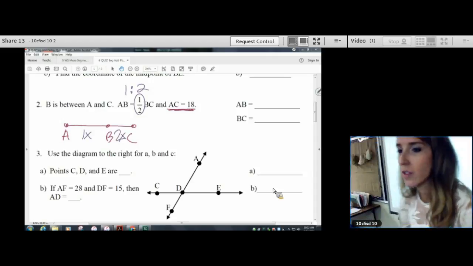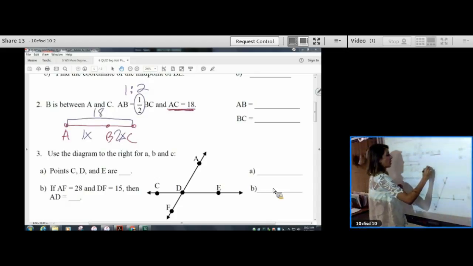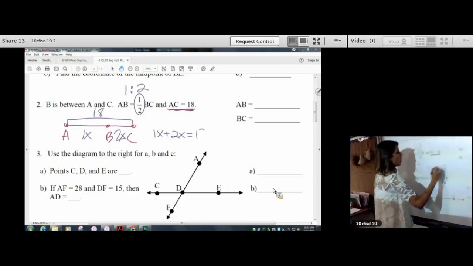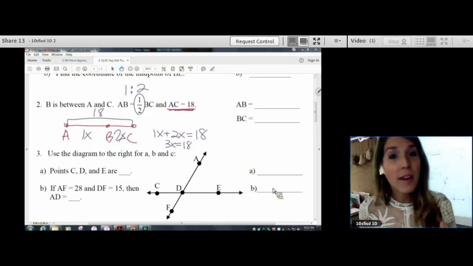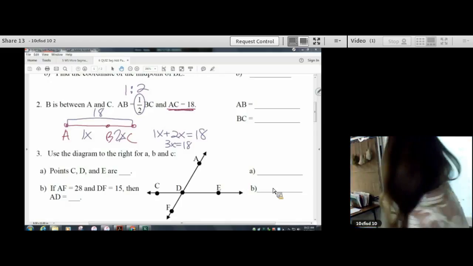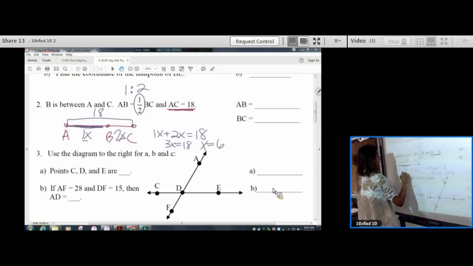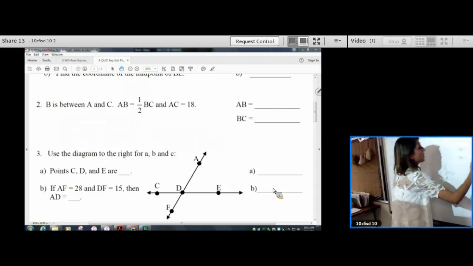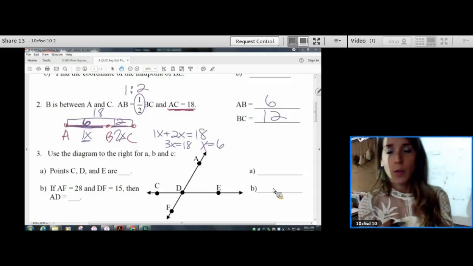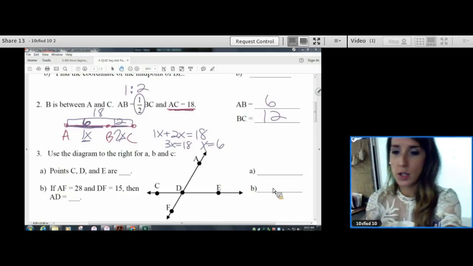Picture not drawn to scale. The whole thing, AC, is 18. So this is a classic part plus part equals whole problem. 3x equals 18. See how we're going to end up dividing by 3, not dividing by 2. x is 6. So that means AB, that's 1x, is 6. And this one's 2x, 2 times 6, so that one is 12. So the answers were 6 and 12. How did we get that? We split up the 1/2 into a 1 to 2 ratio. There were 3 parts total, not 2 parts.